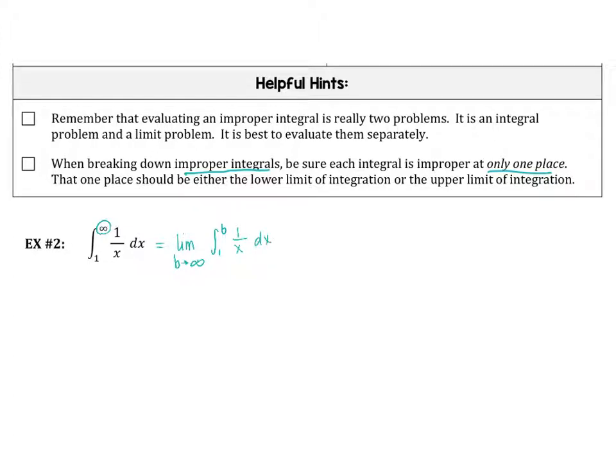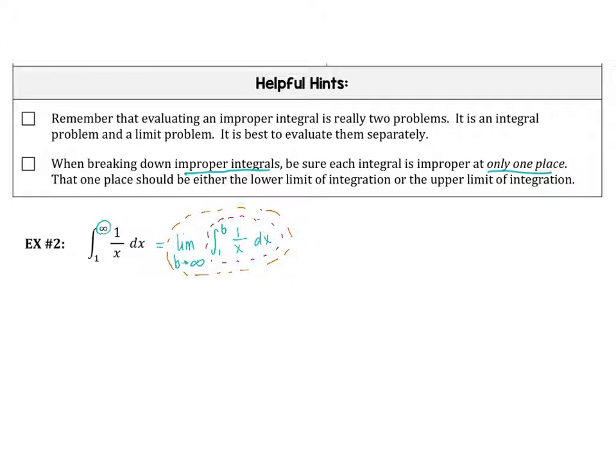And what's going to happen is we are going to solve this portion, and once we have that portion, then we're going to go back and do the limit part of that answer. So that's why it's talking about two problems in one. So let's go back and do our integral.